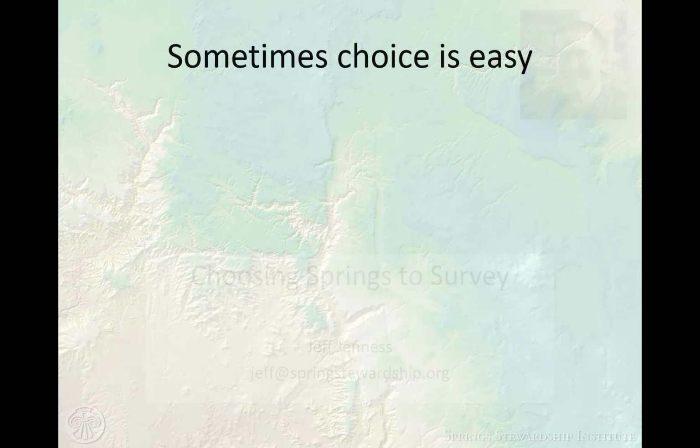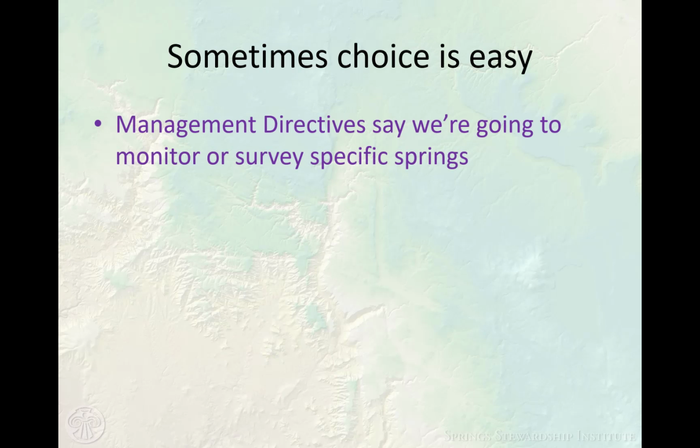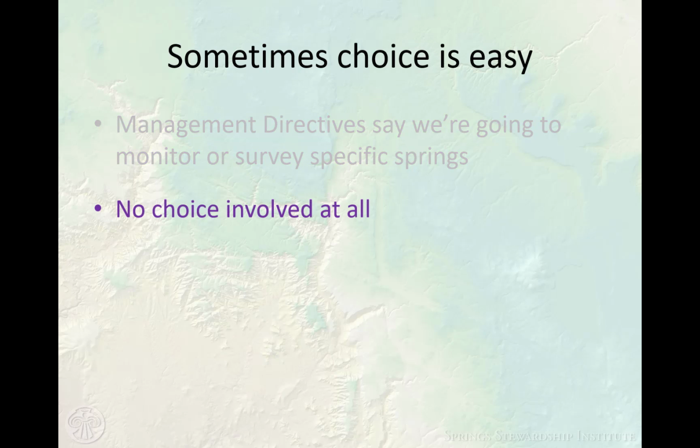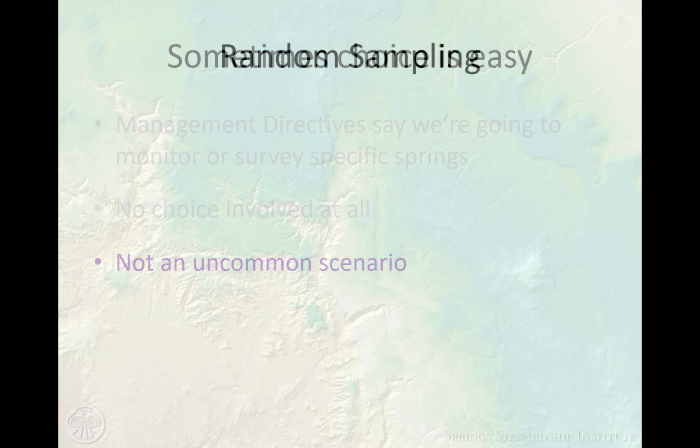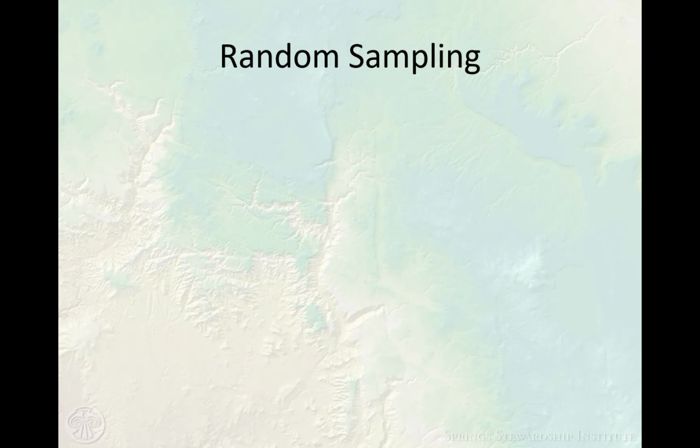Now, in some cases, of course, you just want to survey specific springs for whatever reason. They might have characteristics that warrant regular surveys. They might have endangered species. They might have unique cultural values to local communities. In these cases, there really isn't any mystery or choice about what springs you're going to survey, and so that's a fairly common and reasonable scenario. So when we do have a choice, though, then we prefer to go with randomization.